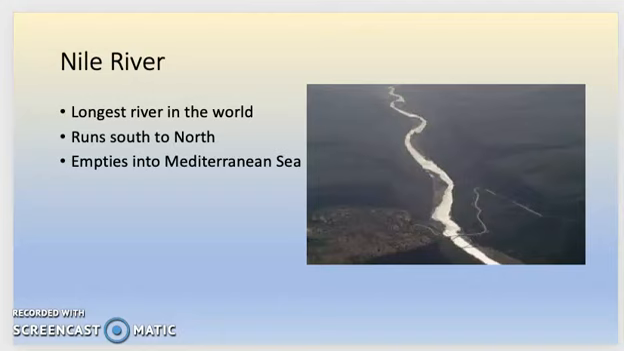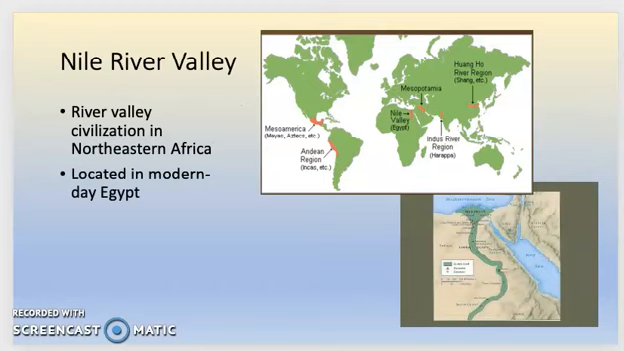The next word you should know is Nile River. The Nile River is the longest river in the world. It runs from south to north, and it empties into the Mediterranean Sea. Just so we're clear, if we go back to the previous slide, this area is the Nile River. The green outlines the Nile River.